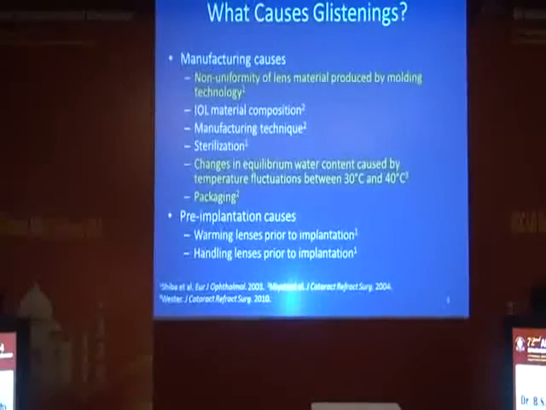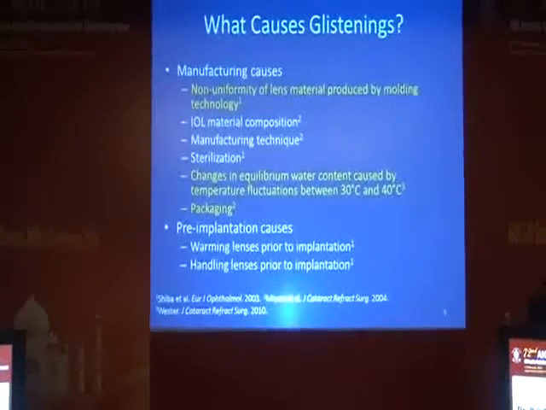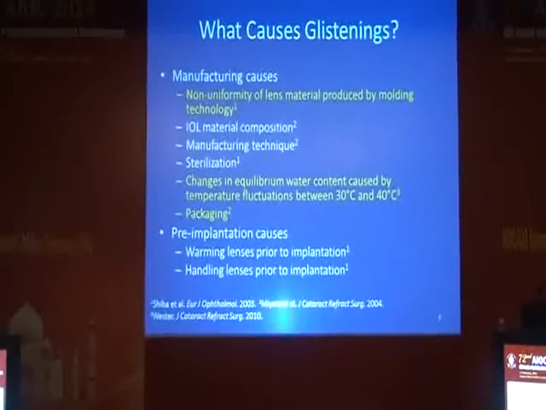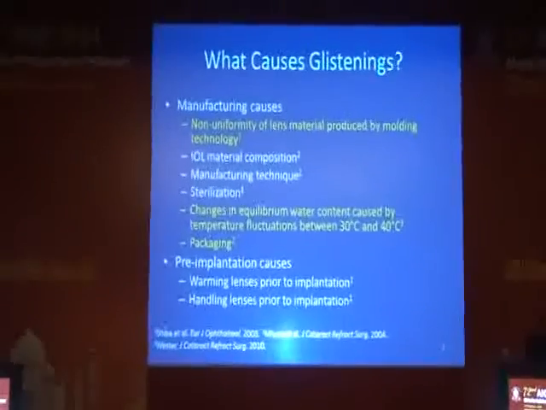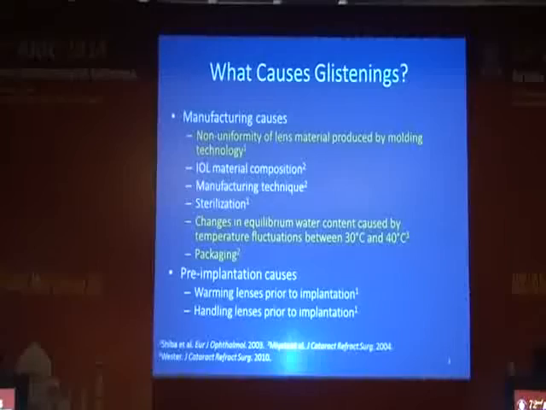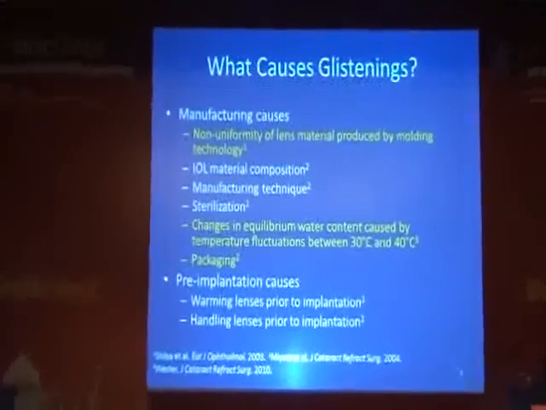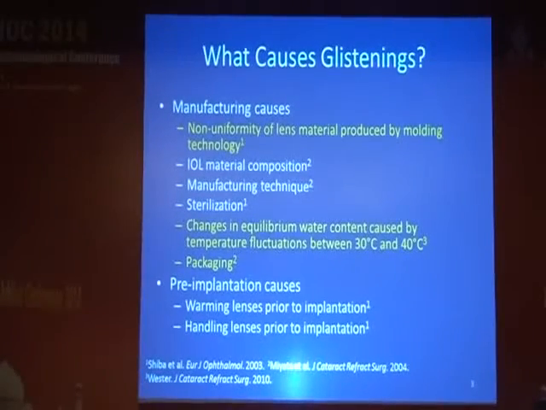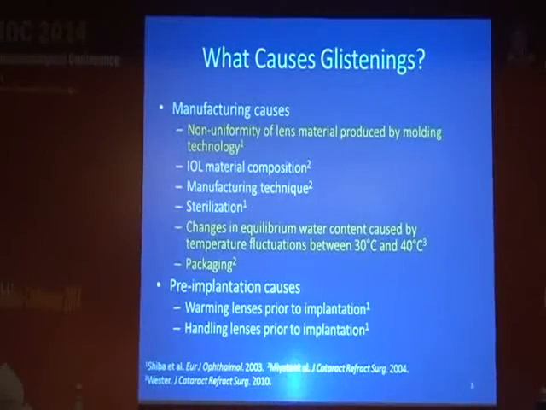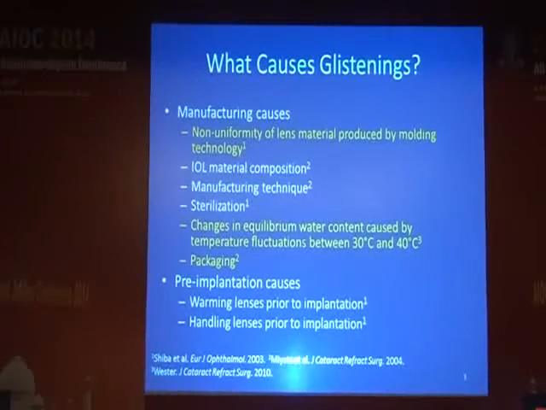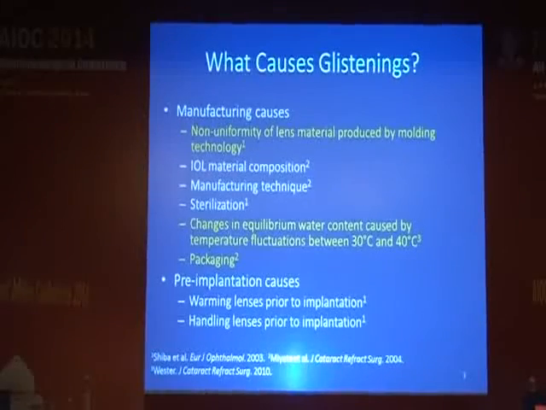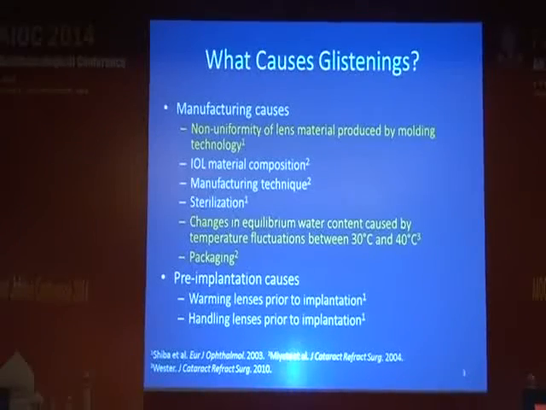There are lots of causes of glistening. Few of them are the non-uniformity of the lens material produced by the molding technology, and basically the changes in the equilibrium content of the water which is caused by temperature fluctuations. I still remember in 2001 or 2002 we used to warm the lens to a very significant degree, and then we started implanting the lenses, and most of these lenses ended up with glistening.